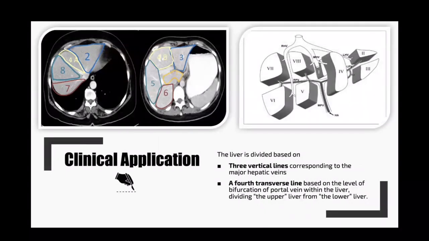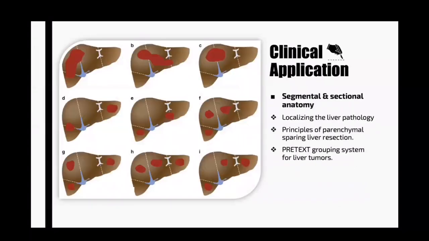Morphologically, the liver can be divided with its segmental anatomy by 3 vertical lines corresponding to the major hepatic veins. Furthermore, it's divided into upper and lower segments by a 4th transverse line, which is at the level of portal vein bifurcation. Segmental and sectional anatomy is very important to be kept in our mind.